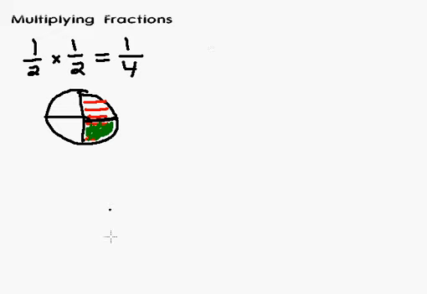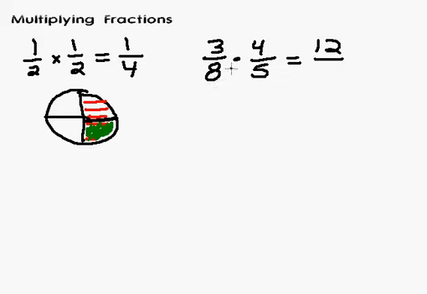Let's say I have 3/8 times 4/5. I used a dot for times. Sometimes we use a dot for times, or you could use an X for times. So again, we're going to multiply straight across. 3 times 4 is 12. 8 times 5 is 40. So we end up with 12/40.